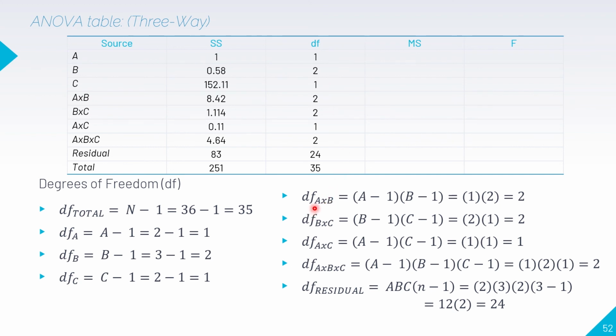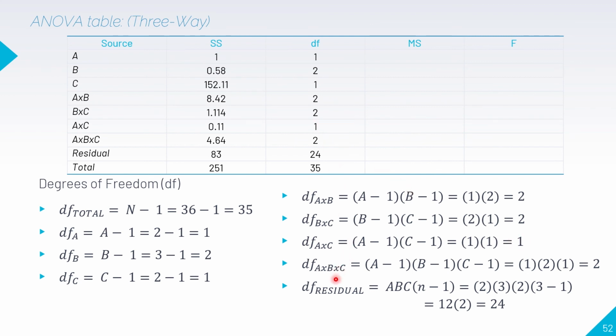Now, in finding the degrees of freedom in A by B, we just need to multiply the df's of A and B, as I mentioned earlier. 1 times 2 equals 2. For B by C, 2 times 1 equals 2. For A by C, the df's of A and C, 1 times 1 equals 1.